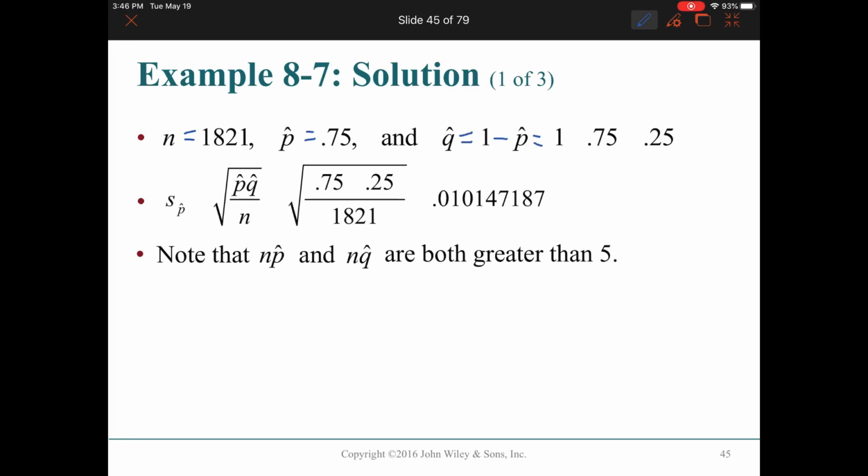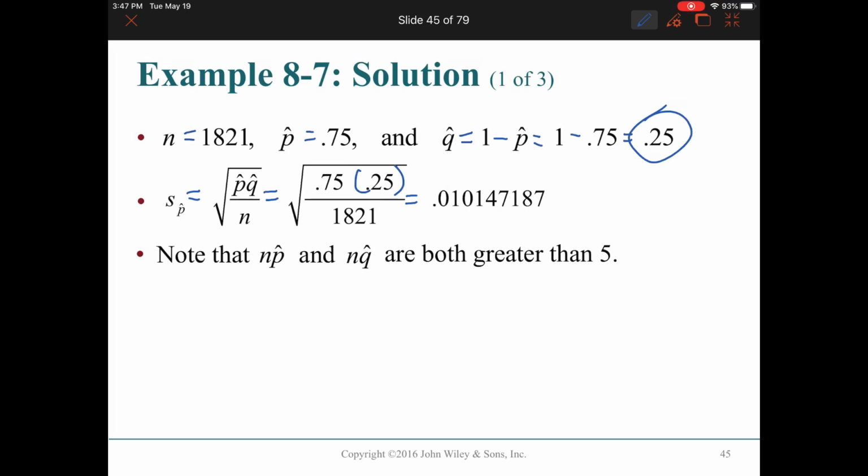N is very large, 1821. The sample proportion is 75%, and of course, the sample proportion of failure, where they disagree with this statement, is 25%. And no, you don't have to show the work. The standard deviation, standard error, I guess you could say, the special formula we just gave you, which could be in your notes, is equal to the square root of p hat, q hat multiplied together and divided by n.